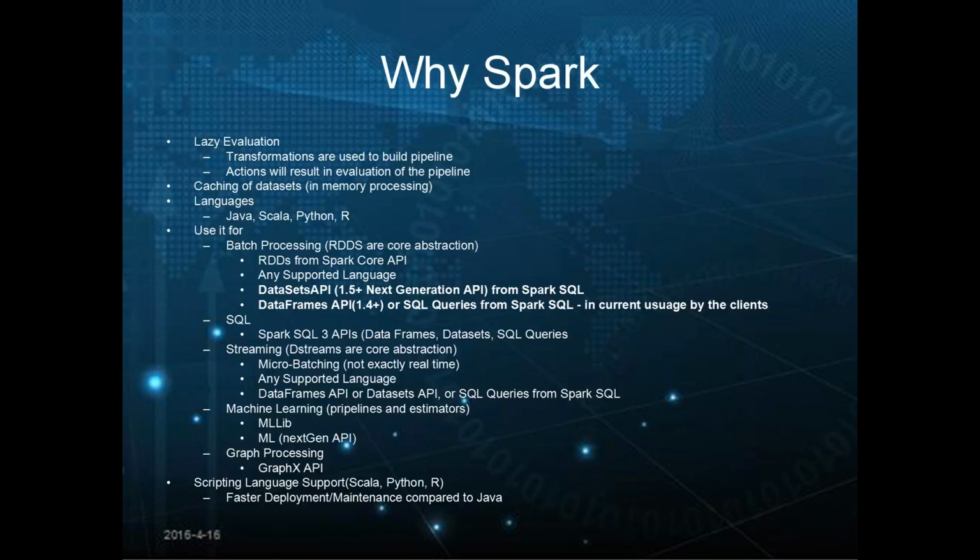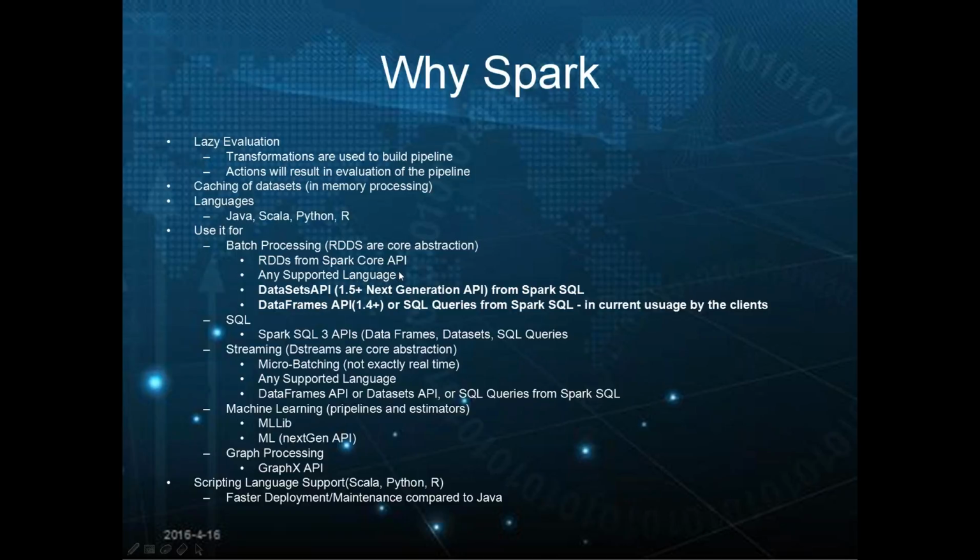Some of the languages that Spark supports are Java, Scala, Python, and R. There are a bunch of different things you can use Spark for. For example, we can use Spark for batch processing, in which the RDDs are its core abstraction. The RDDs are used in the Spark core API and can support any of the 4 languages mentioned above.